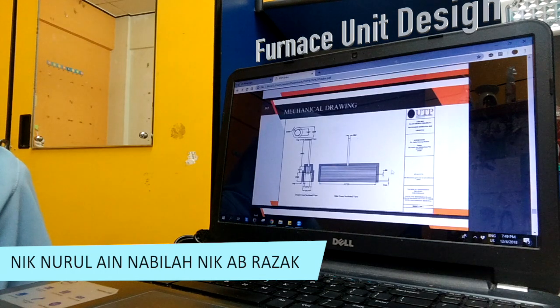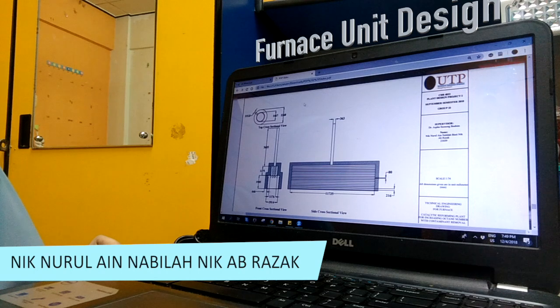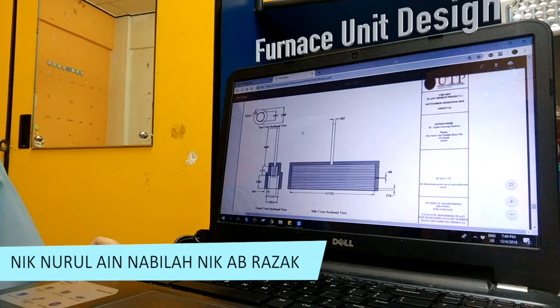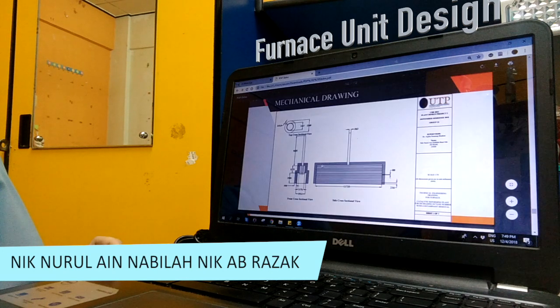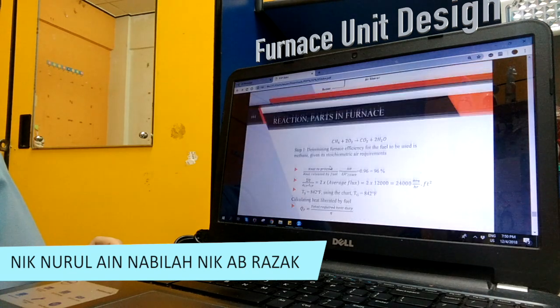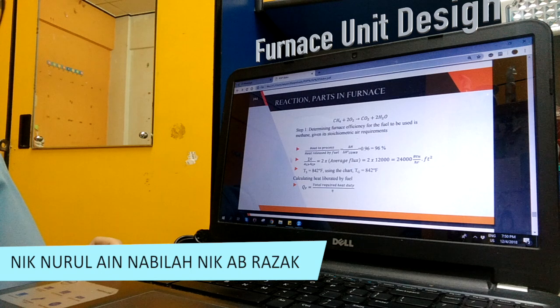So this is the mechanical drawing of my furnace. If you can see here, this is the radiant section, the convection section, and this is the stack of our furnace. This is the tube for the furnace, and then this is the reaction and parts of the furnace.